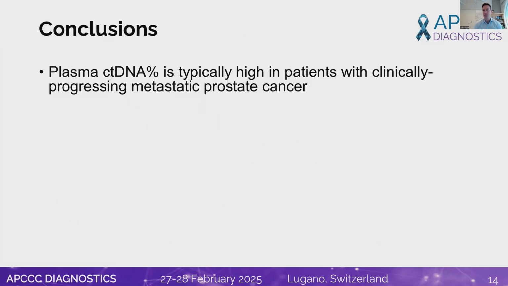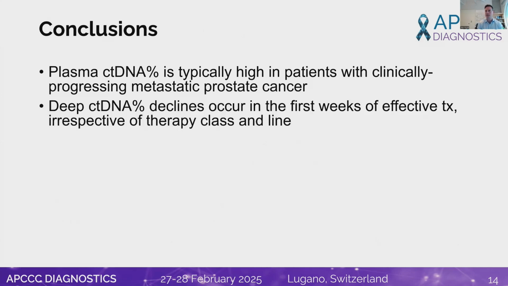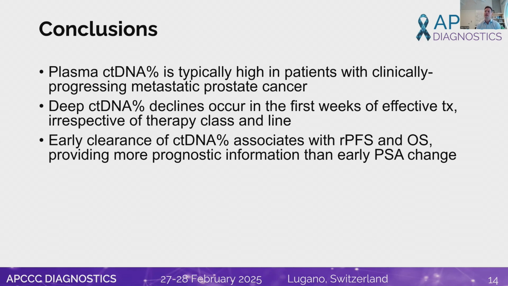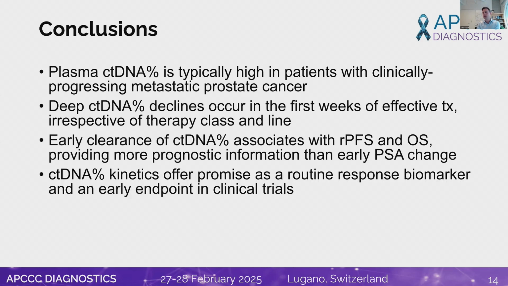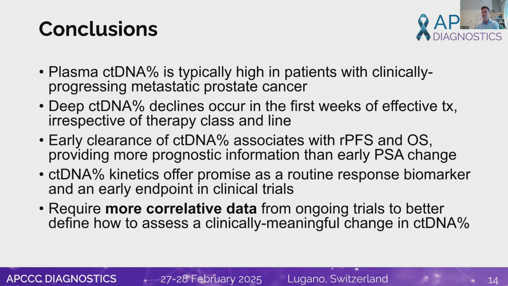Hopefully, it's clear that plasma ctDNA is quite high on average in prostate cancer with metastatic disease. But that once you initiate effective treatment, you get rapid and deep declines in ctDNA. And these declines associate very strongly, actually, with radiographic PFS and overall survival, and seem to provide more prognostic information than our current blood-based biomarker, PSA. So therefore, these ctDNA kinetics, these changes over time, I think offer promise both as a routine response biomarker, but also an early endpoint in clinical trials and even an opportunity for intervention.